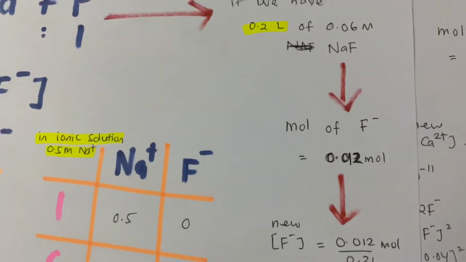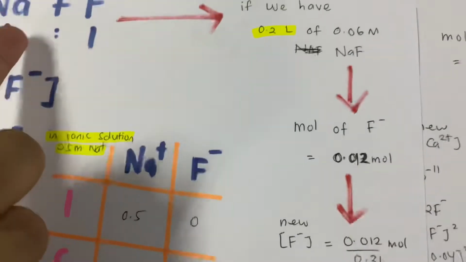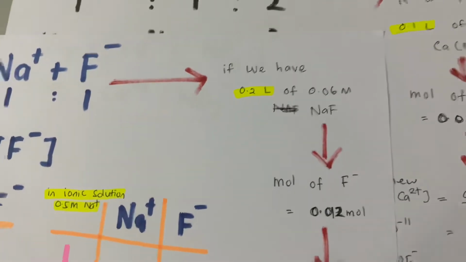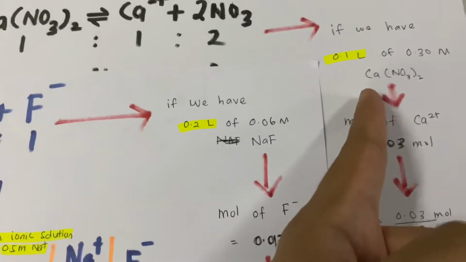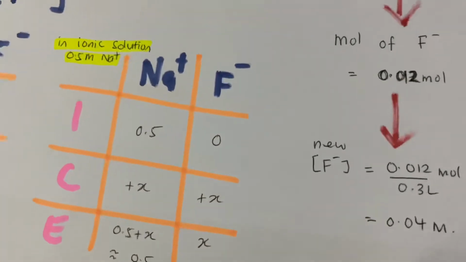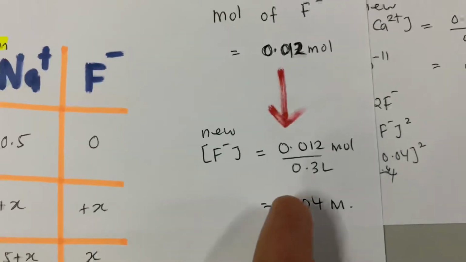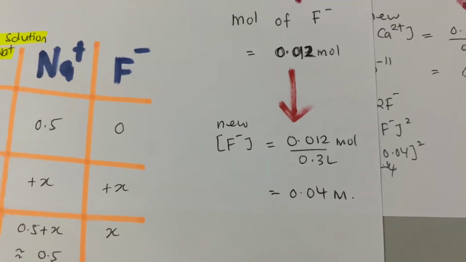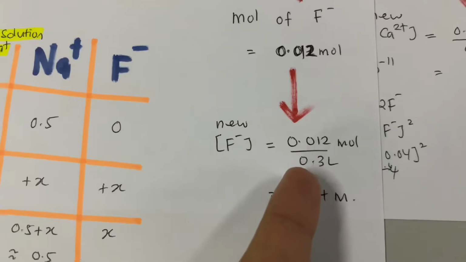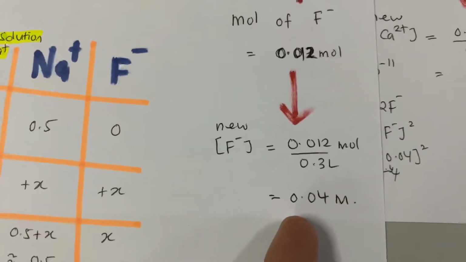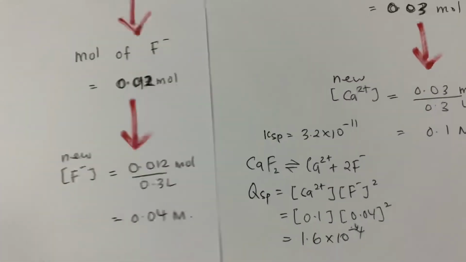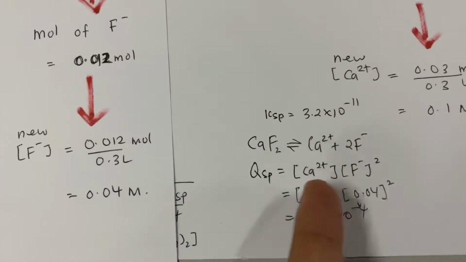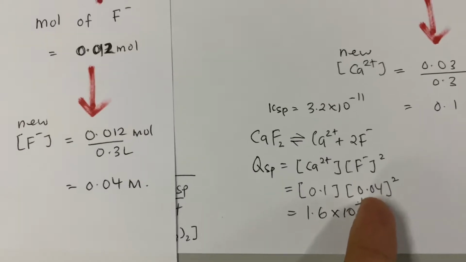So you need to find the concentration. You need to remember that if you mix these two salts, both of them have their own volume. This is 0.2 liter, this is 0.1 liter. So now the concentration for fluoride must be divided by the total volume, 0.3 liter. So 0.012 mole over 0.3 liter, you will get the value 0.04 molar. So you can put this directly into the Qsp. Qsp fluoride ion is 0.04.